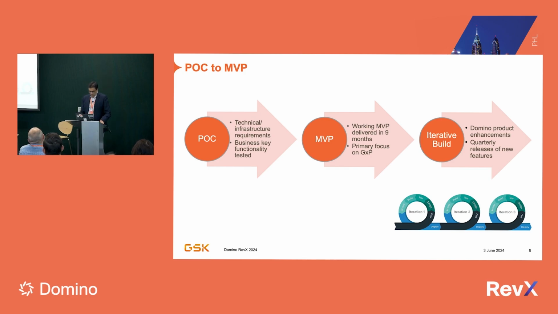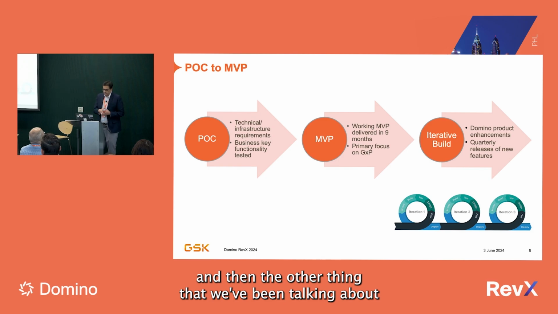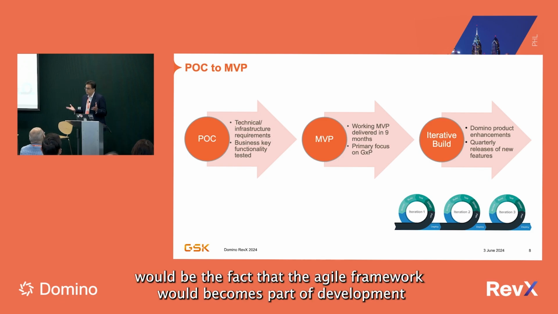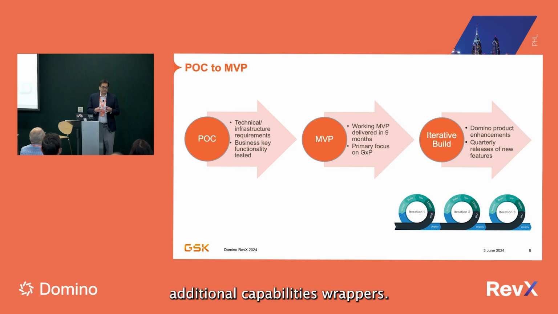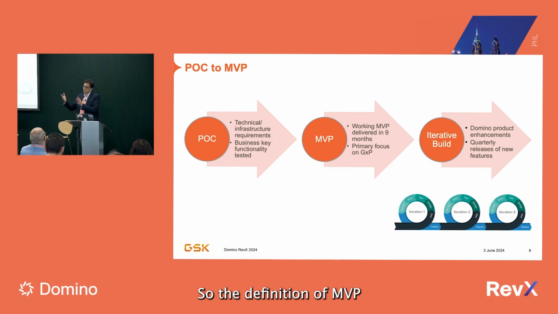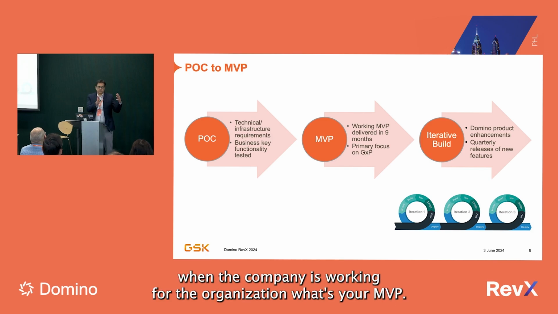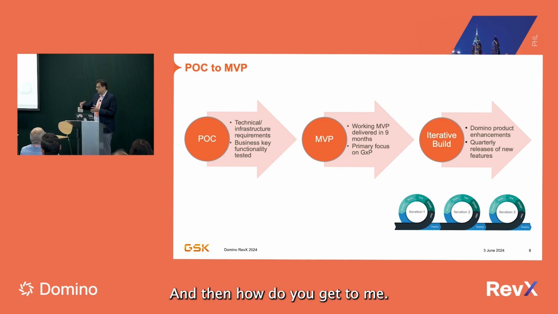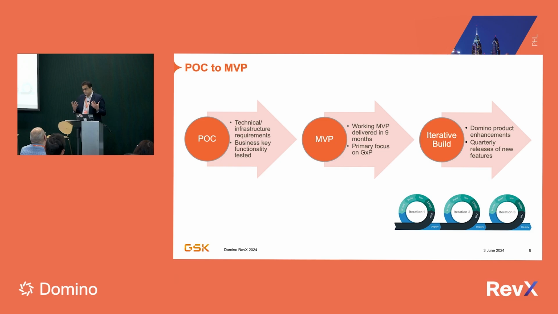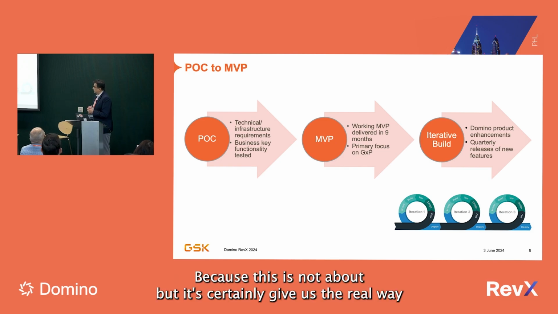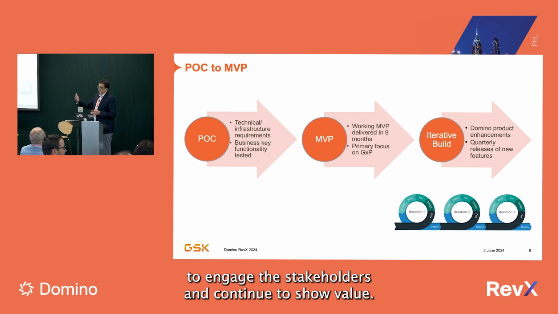The other thing we talked about was that we apply an Agile framework in our development. We have continuous cycles where we develop additional capabilities, wrappers, and integrations around this product. So what is the definition of MVP for your organization, and how do you iterate and embrace the Agile framework to deliver on it? There were a lot of lessons learned, no doubt, but it gave us a real way to engage the stakeholders and continue to show value.